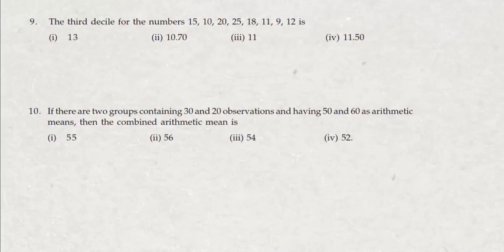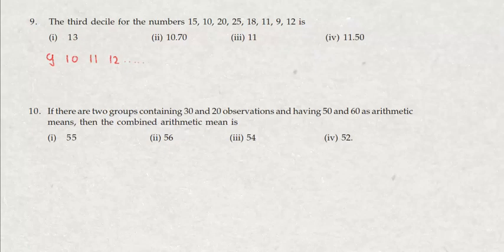The third decile for the numbers 15, 10, 20, 25, 18, 11, 9 and 12 is. To find out the deciles, first I need to arrange the data into ascending order. Let me start with the smallest observation here, which is 9. So it is 9, then the next one is 10, then the next is 11 and the next is 12 and so on.